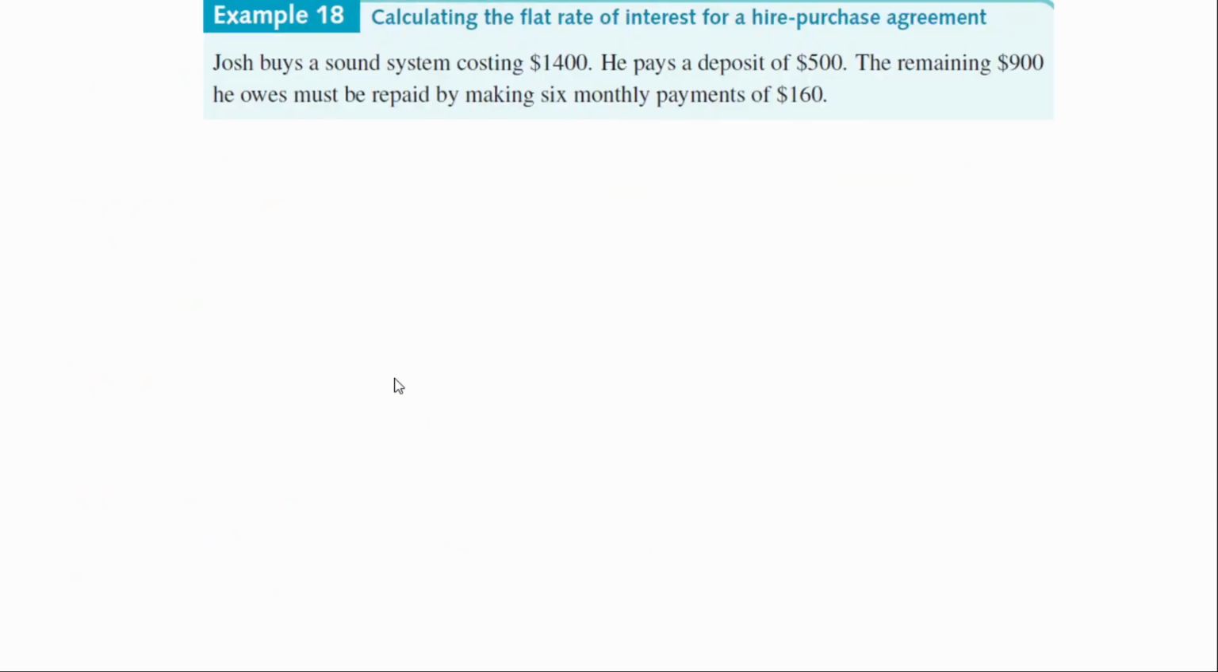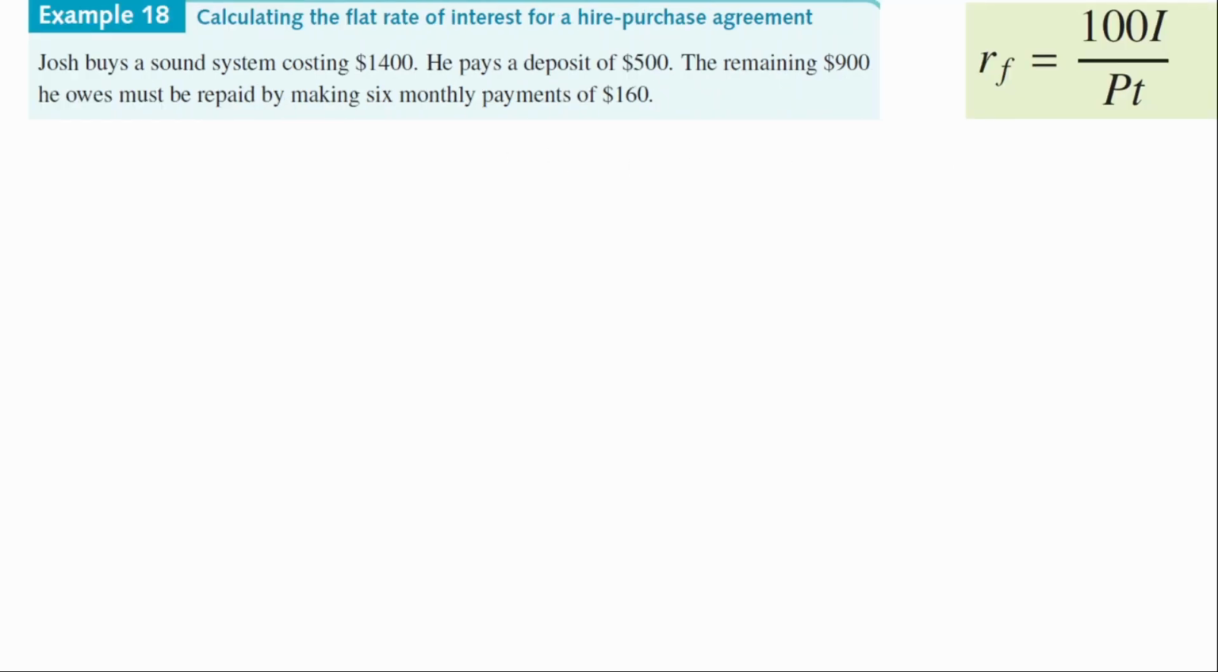Using this example problem, it says Josh buys a sound system costing $1,400. He pays a deposit of $500. The remaining $900 he owes must be repaid by making 6 monthly payments of $160. To work this out, we're going to need that formula on the top right. I'll just keep it there so it's easy to refer to. To find the flat rate of interest, the first thing we need to find out is how much interest he's actually paying. So the interest will be the total paid minus the purchase price.